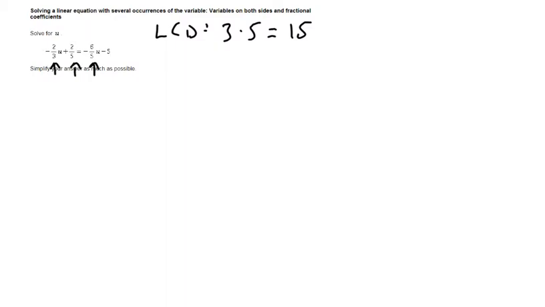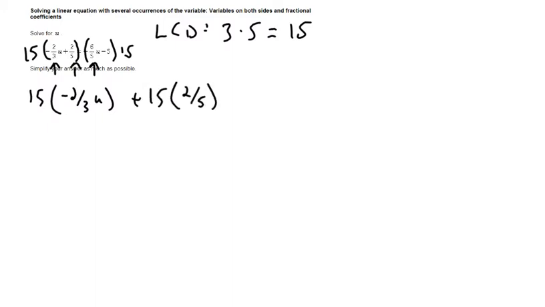Alright, now that we have the least common denominator, we're going to multiply through by 15 in order to clear the fraction. So go ahead and try this, and I'm going to do this right now. I have to remember to do it on both sides. So I multiply this by 15, and I multiply this by 15. So I'm going to distribute the 15 through, so that's 15 times negative 2/3 u plus 15 times 2/5 equals 15 times negative 6/5 u minus 15 times 5.